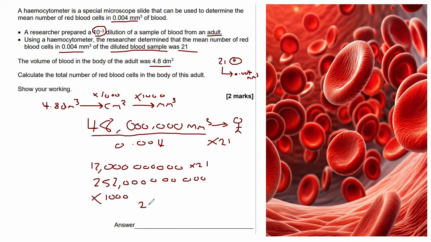And that is going to give me 252. There's too many zeros. And that is going to be 12 zeros. And if we put that in standard form, it's easier to write 2.52 times 10 to the power of 13. And that is your answer.